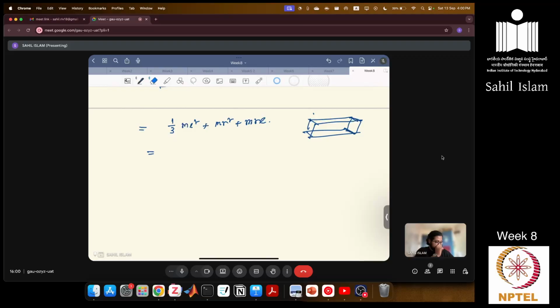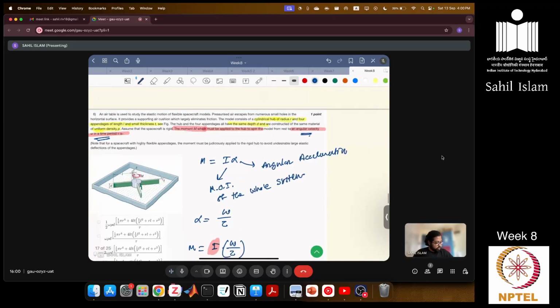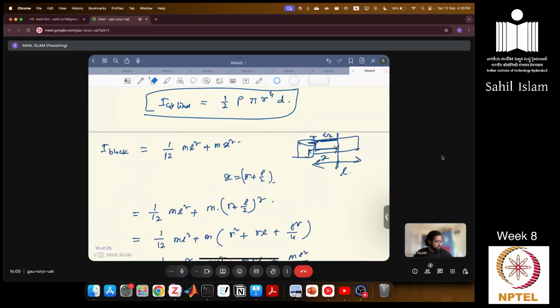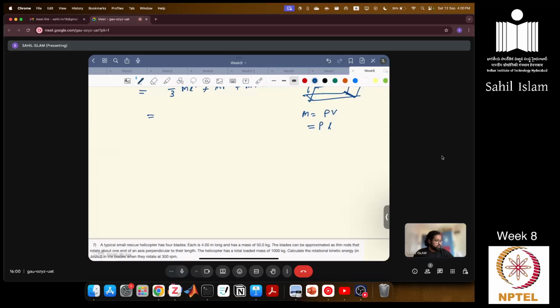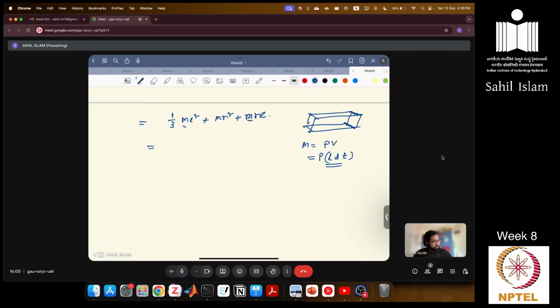Okay, anyway, sorry. So we have this block-like thing, so this mass will be rho V, and rho times the side lengths. So what are the side lengths? We have L, D, T. So rho L D T. Okay, so M is common, so we get rho L D T times 1/3 (L square plus R square plus RL).